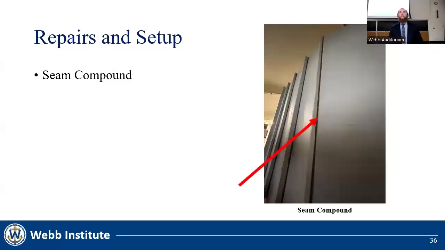The repairs and setup of the wind tunnel began with the installation of seam compound. The tunnel is fit with a series of removable screens to straighten the airflow into the test section. Seam compound was used to fill the gaps around these screens.